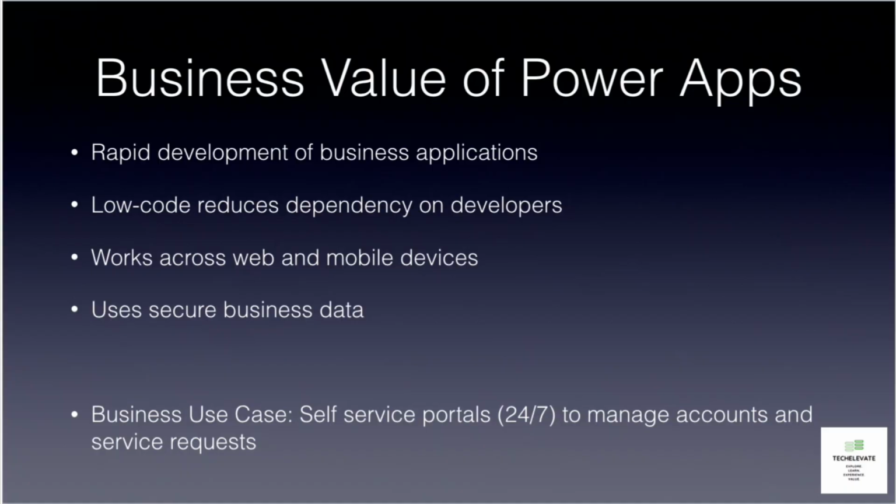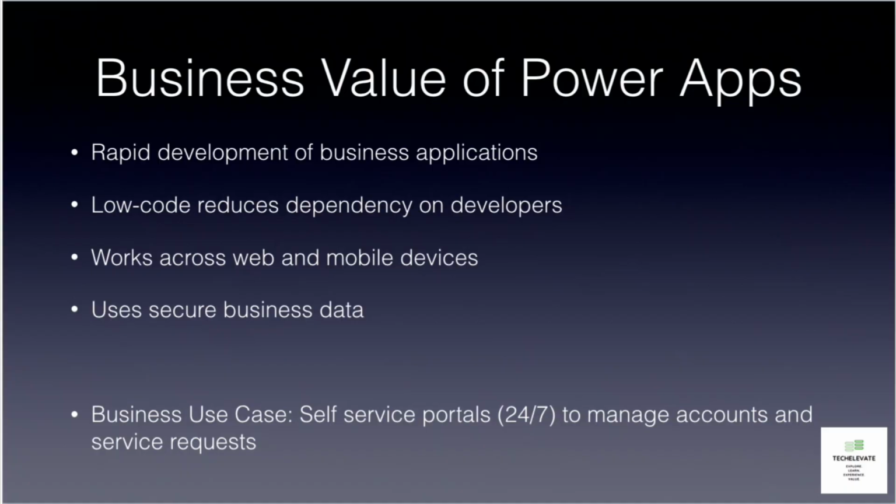Business value number 5, improved process efficiency. Power Apps helps organizations digitize manual and paper-based processes. Instead of using spreadsheets, email, or paper forms, businesses can use structured apps, automated workflows, and real-time data validation. The result, you get fewer errors, better data quality, and faster decision making. This is a key business driver for adopting Power Apps.